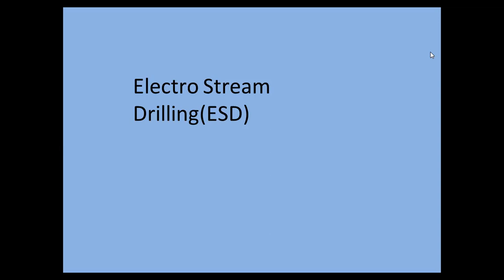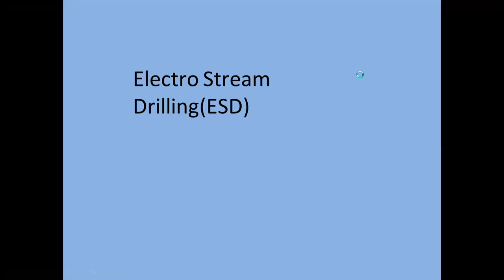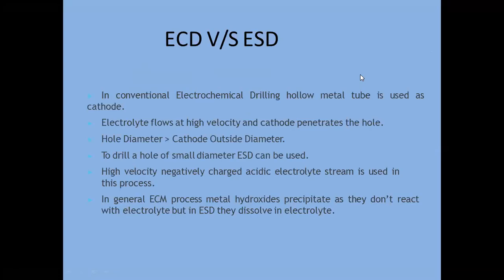The electrolyte here is an acidic medium. That's the major difference. First, we'll see the difference between them. In conventional electrochemical drilling, a hollow metal tube is used as the cathode, right? Electrolyte flows at high velocity and the cathode penetrates into the hole.